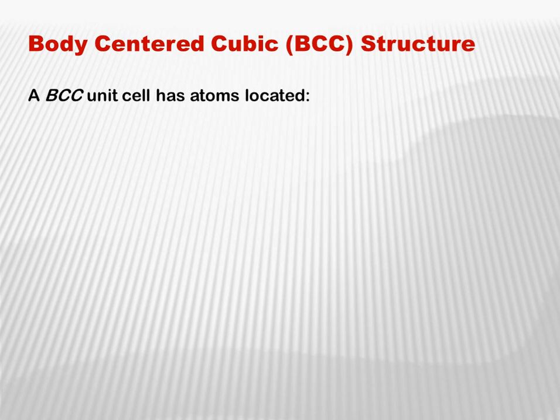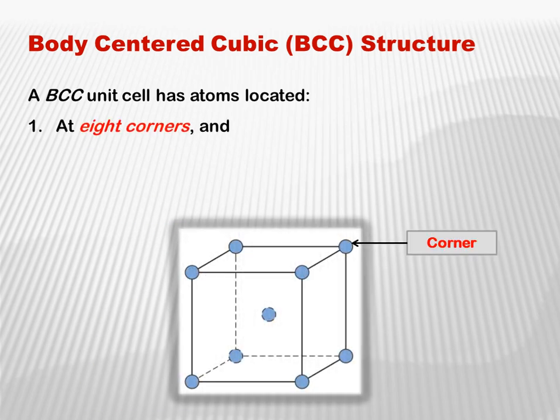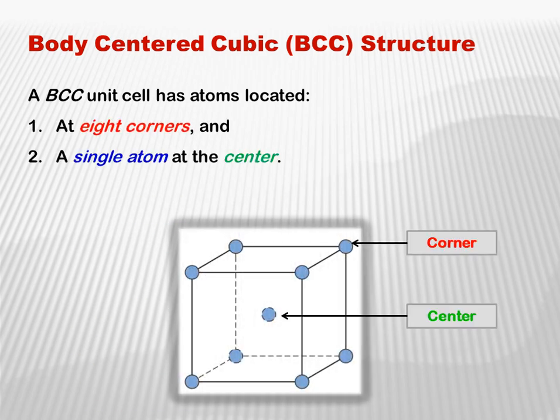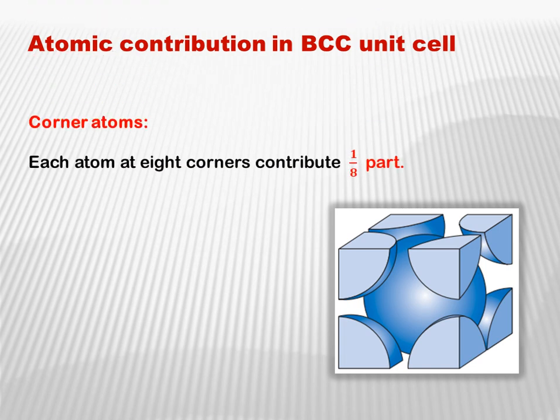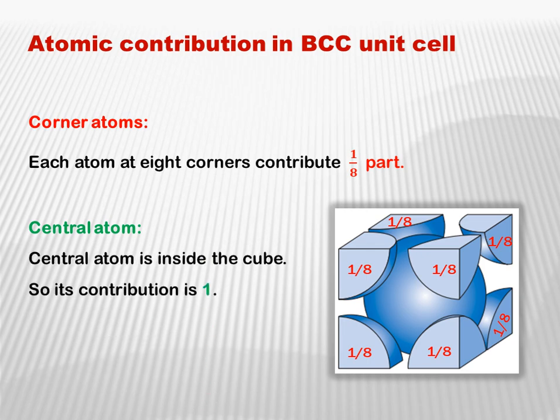Discussing structure. BCC unit cell has atoms located at 8 corners and a single atom at the center. Atomic contribution in BCC unit cell. Corner atoms: each atom at 8 corners contributes 1/8 part. Central atom: the central atom is inside the cube, so its contribution is 1.